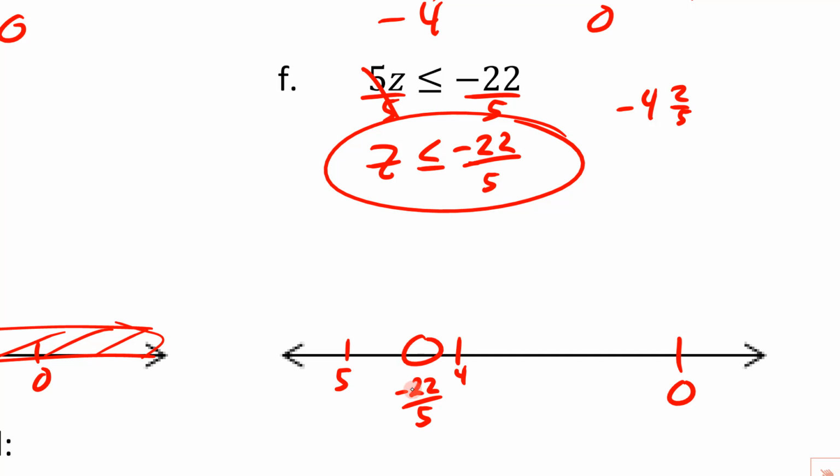Oh, and I almost broke my rule. Did you catch that? Let's figure out whether we fill it in or leave it open. That is going to be closed in because it can be equal to that. So we're going to close that in. And again, we're going to shade to the less than side. So we're going to shade to the left.